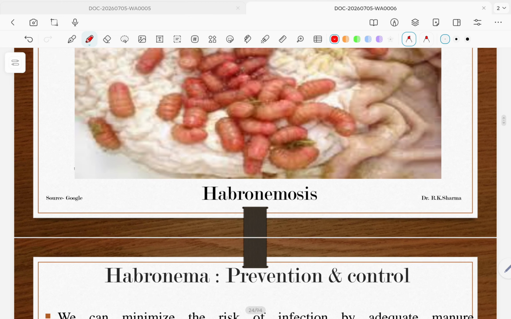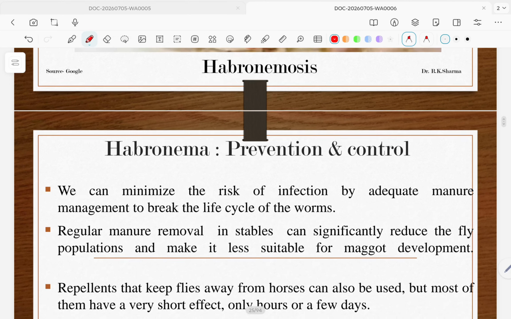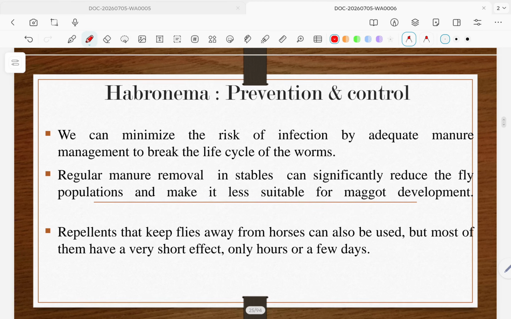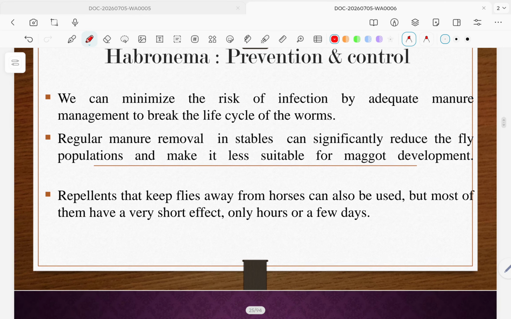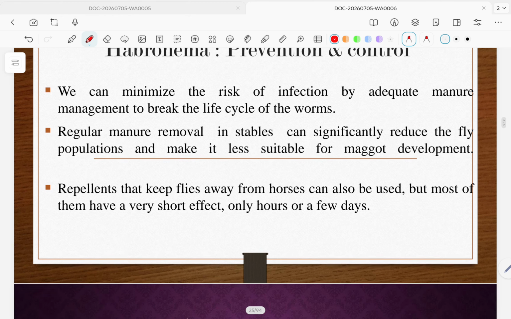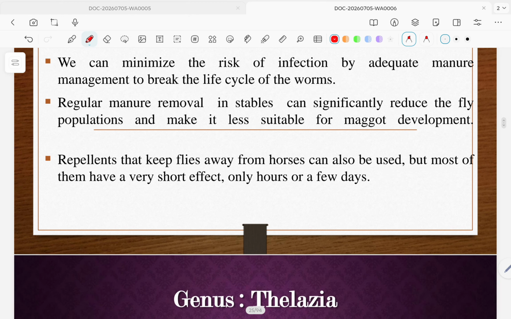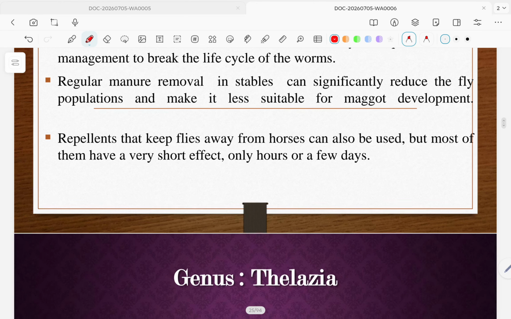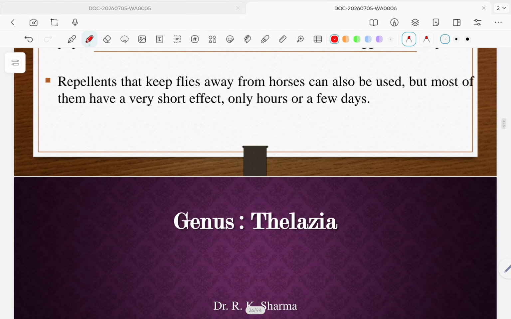Habronema prevention and control. We can minimize the risk of infection by adequate management to break the life cycle of the worm. Regular manure removal from stables can significantly reduce the fly population and make it less suitable for maggot development. Repellents that keep flies away from horses can also be used, but most of them have a very short effect, only a few days.